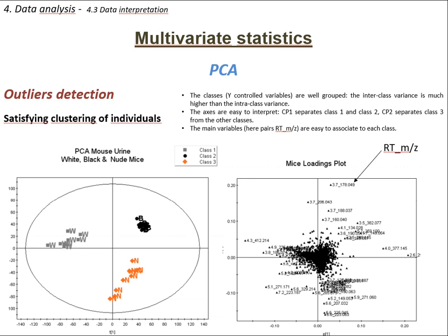And you can find markers that are associated, for example, with black mice. And these are pairs of retention time and mass to charge ratio. So this particular biomarker is a biomarker of black mice. And if you go to the bottom of the loading plot, you will find other markers that are associated with nude mice. And on the left, you'll find biomarkers associated with white mice genotypes.